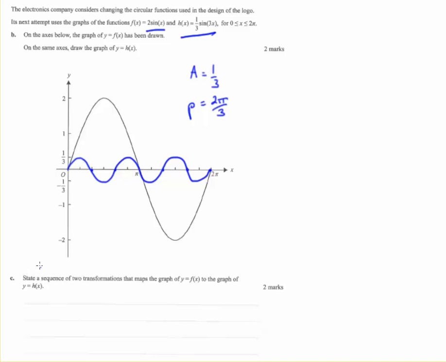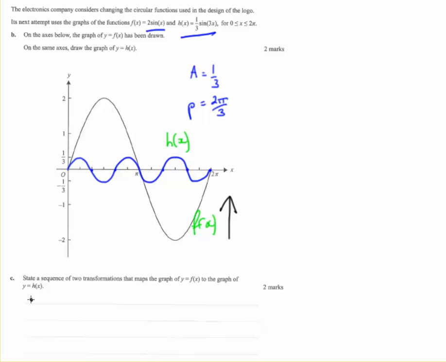Now we have to state the transformations that take us from f of x to h of x. So let's just label those. This is f of x. There's h of x. How do we transform f of x into h of x? Well, the first thing that happens is we're getting squashed. They're both dilations. We're going that way. We're getting squished that way. Now, how do we describe this?